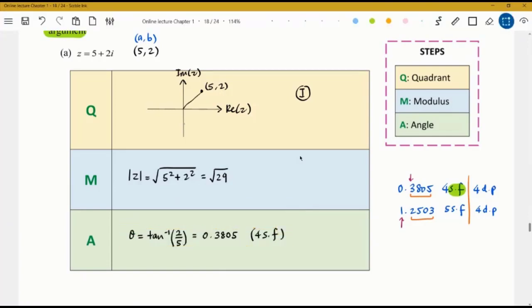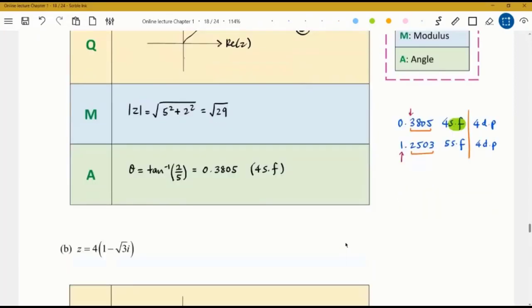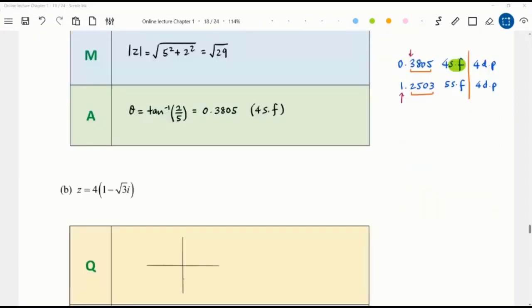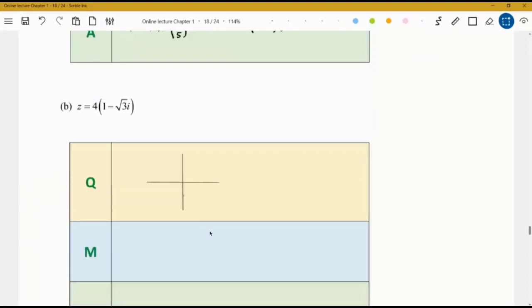Okay, so we move to the next one adalah part B. Okay, part B kita ada Z equal to 1 minus square root 3i. Okay, so first thing first, before we do finding the quadrant, kita perlu masukkan 4 ke dalam bracket. Okay, so we bring in the 4 first. Kita simplify dulu Z yang ada. 4 minus square root 3, should be 4 square root 3i.